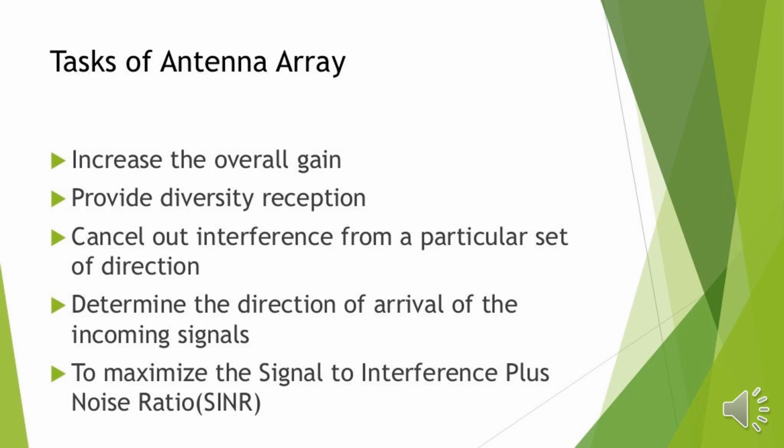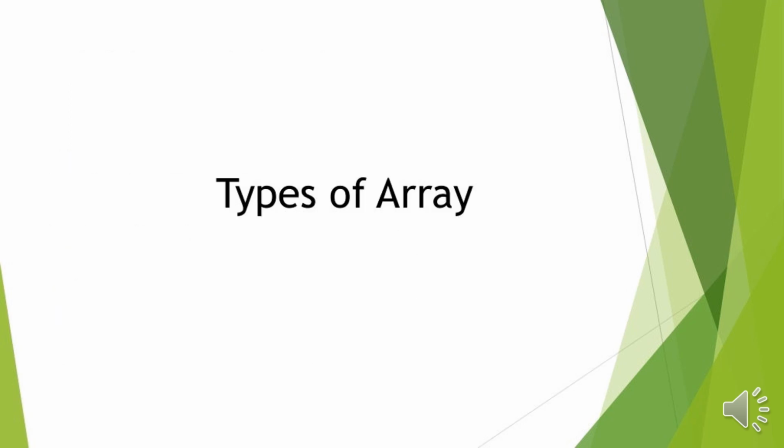such that it produces increased overall gain. Next, it will provide diversity reception. Third, it will cancel out the interference from a particular set of directions, so interference will be cleared easily by using this antenna array. Next, it will determine the direction of arrival of incoming signals. And fourth, it maximizes the signal to interference plus noise ratio, that is SINR.